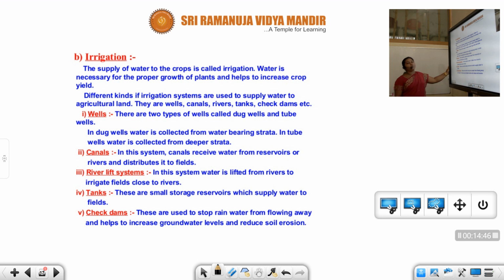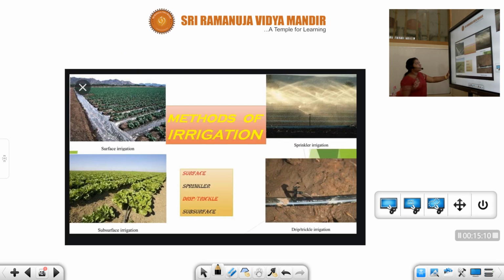Like irrigation, the supply of water. You know what we mean by irrigation. Supply of water to the crop is called irrigation. Water is a very essential factor for the good growth and development of the plant, and there are different kinds of irrigation systems people are using now. What are those? Wells, canals, river lift systems, tanks, check dams. These are the different irrigation methods we are using.